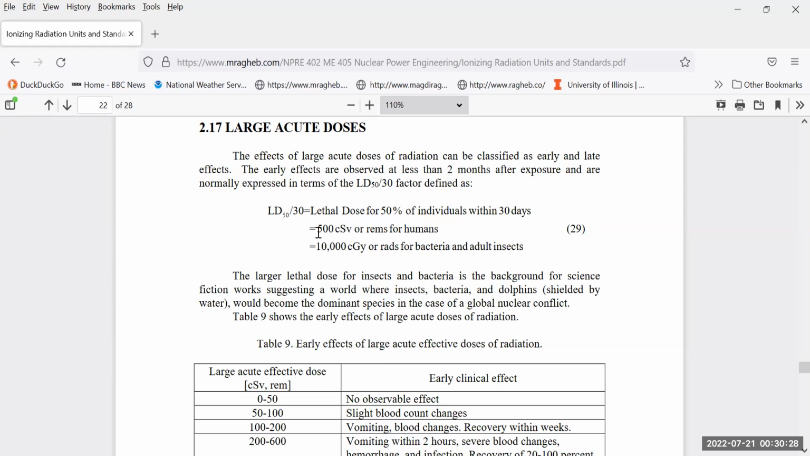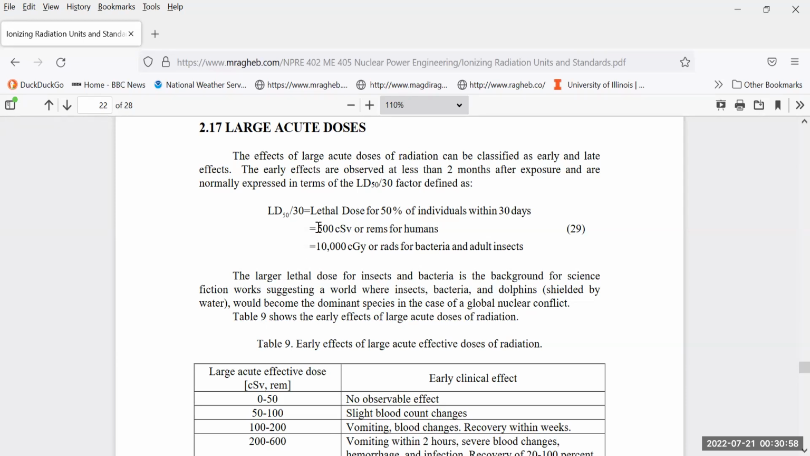An interesting aspect of exposure to radiation is that the lethal dose is 10,000 centigray or rads for bacteria and adult insects. And that's why you have those movies where you get some huge insect growing and invading the earth. Insects have the chitin shell that protects our internal organs.